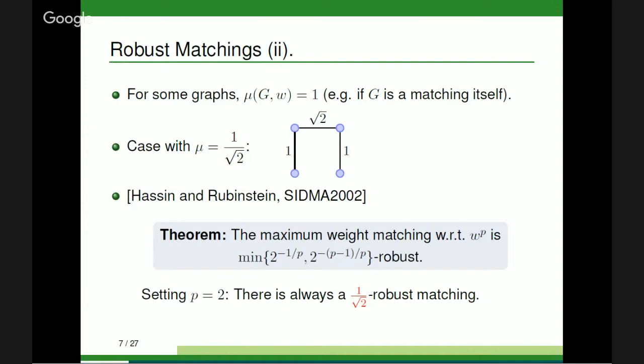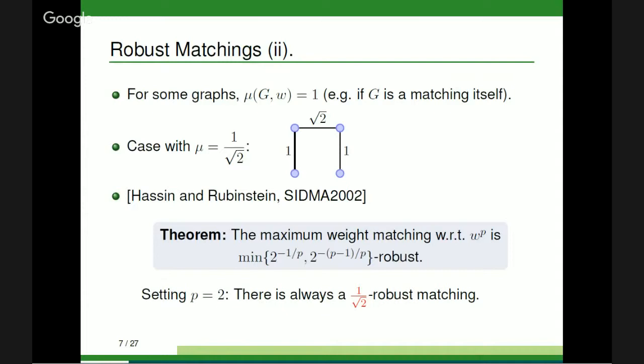So the only thing that you have to do is take all the weights of your graph and square them, so raise them to a power of 2. For example, in this graph, the central edge would become 2. So you square the weights, and then you compute a maximum weight matching there. That object is, if you go back to the original weights, 1 over square root of 2 robust.